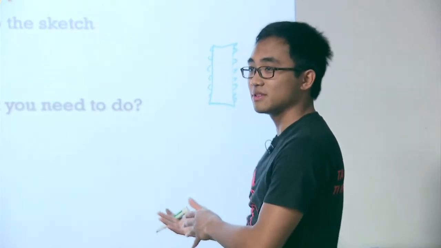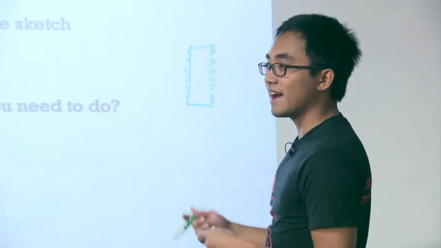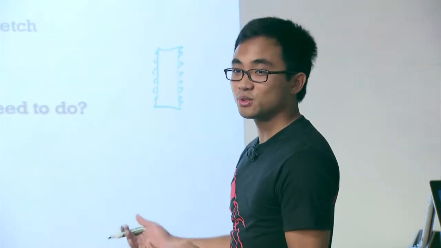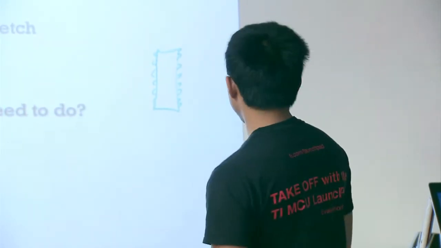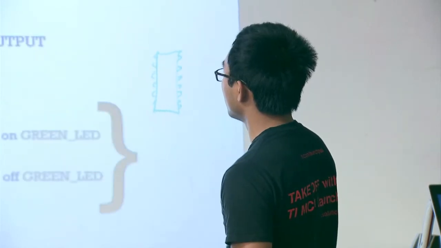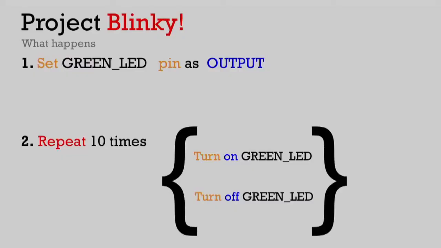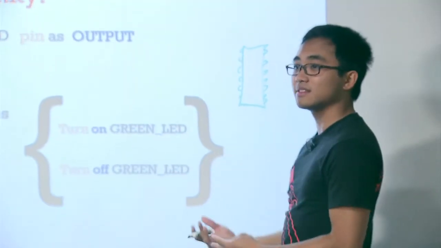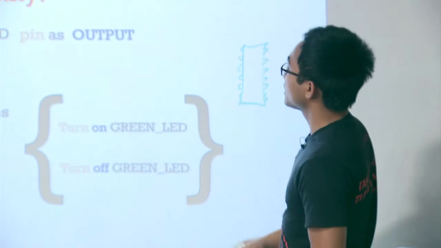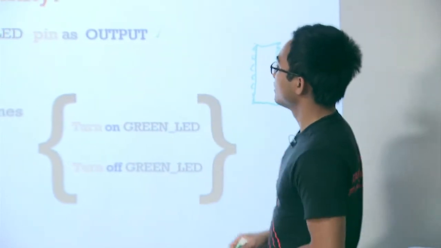So the first step that we'll have to do is actually tell the LaunchPad where that LED is, so it knows which leg to use. And that's going to be the first thing that we're going to do inside of our code. So the first step is, again, setting the pin as an output. So we say, hey, LED pin, you're going to be an output. You're going to be outputting current through that pin, and that's what's going to cause that LED light to turn on. So that's the first step that we'll have to do in software.